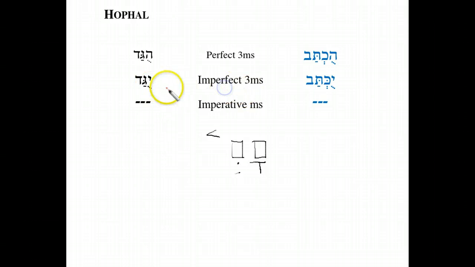And then the imperfect, we have yugad, just like yuktav. That should probably be yuchtav without the dagesh there. I'll probably have to take that out at some stage, but that dagesh should not be there. So we've got yugad. This dagesh definitely should be there because that's the dagesh of the nun. There's no imperative form on the passives, the hofal, of which the hofal is one, hofal or hufal.